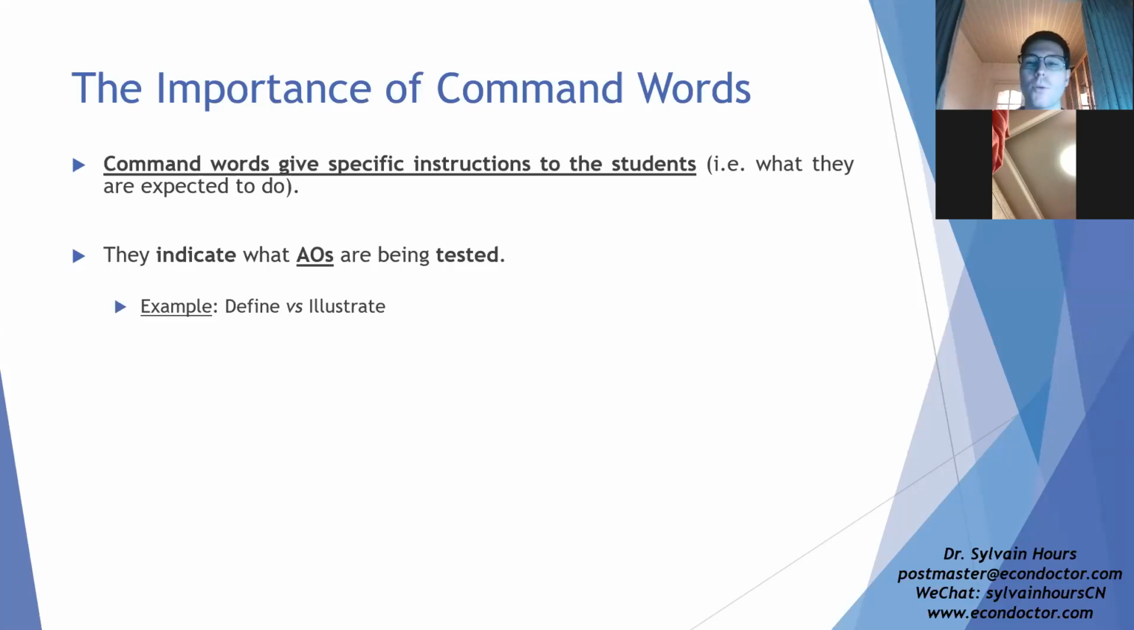Of course, there are some command words that test multiple skills at the same time. For example, if you have explain, this is typically a command word that tests knowledge and understanding, analysis, and even application. If you have an essay that starts with discuss, in that case all four assessment objectives are going to be tested. But I think it's important that your students understand the relationship between each command word and the assessment objectives that are being tested.